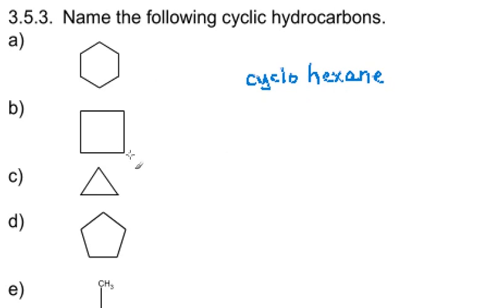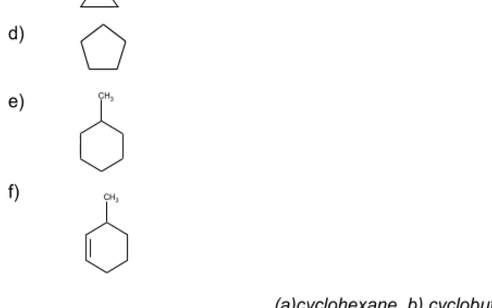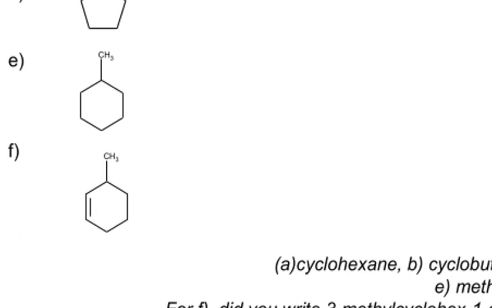4 carbons is butane, so this is cyclobutane. 3 would normally be propane, so this is cyclopropane. 5 would normally be pentane, so this is cyclopentane. Then they start showing branches on them, and things get a little interestinger.